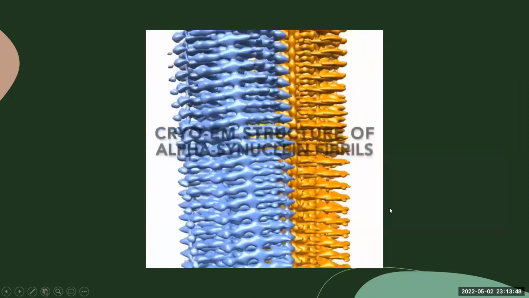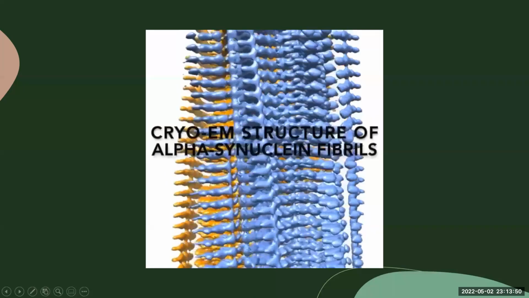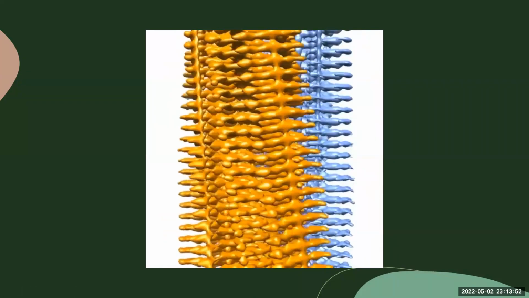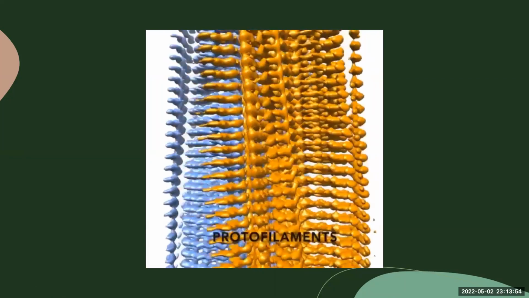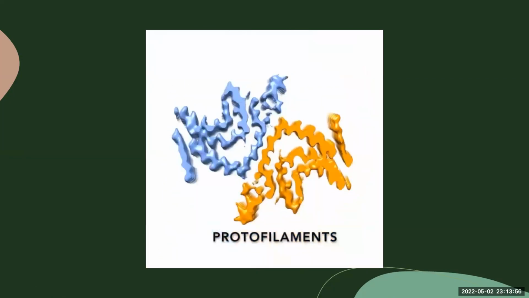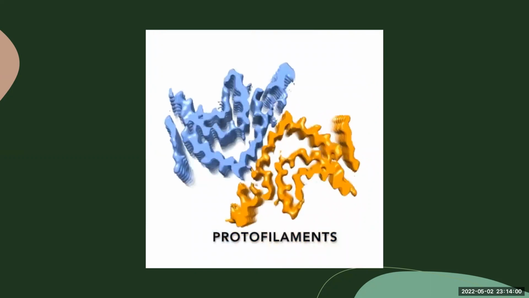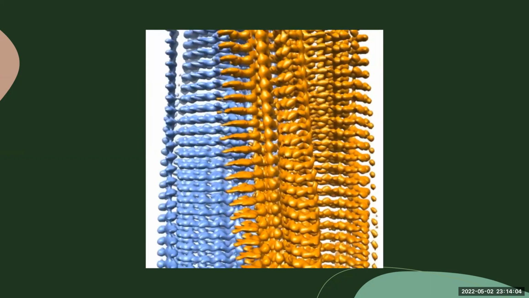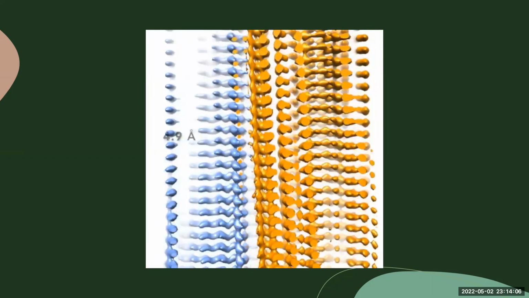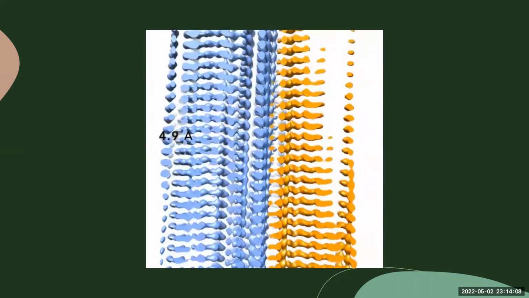This video describes the cryo-EM reconstruction of alpha-synuclein fibrils at 3.4 angstrom resolution. It also shows the interaction between the 2 protofilaments, and it shows at 4.9 angstrom the spacing between beta strands of a single protofilament.